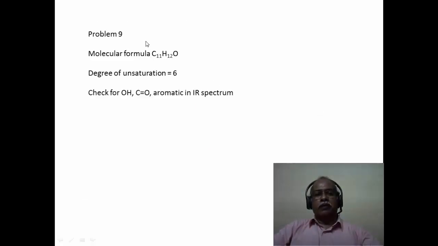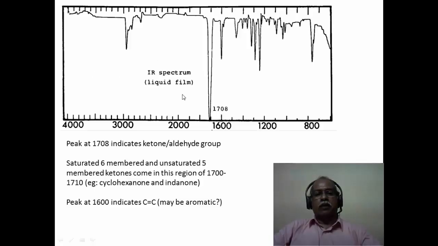Up to 8 problems we have solved in the earlier modules. The molecular formula of this compound is given as C11H12O. From the molecular formula, we calculate the degree of unsaturation, or the double bond equivalence, to be 6 in this particular case. So this could very well be an aromatic compound because of the large degree of unsaturation. Because of the presence of oxygen, let us look at the presence or absence of OH, carbonyl stretching frequency and aromatic stretching frequency in the infrared spectrum of this compound.